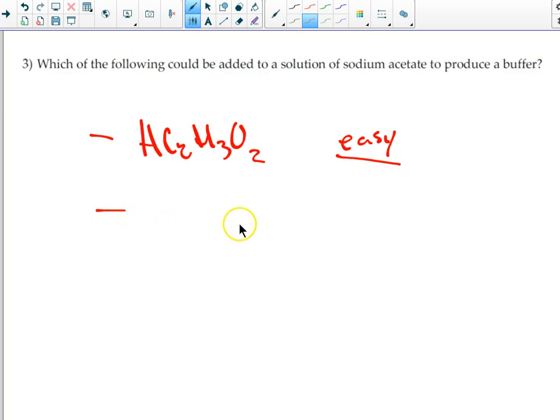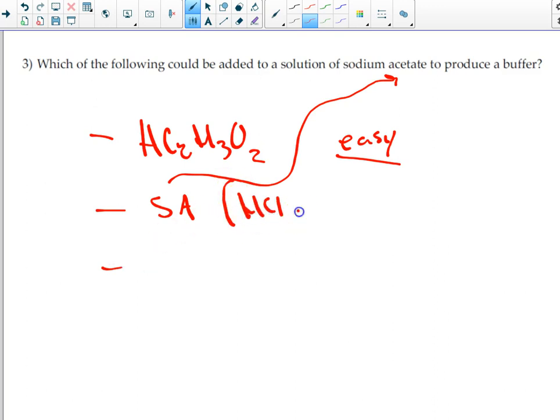All right, what else could? Strong acid, definitely, because the strong acid will react with the acetate to make the acetic acid and then leave some acetate. So yeah, like HCl, that would work. Not HF though, because it's weak. HNO3 would work. Any of my strong acids would work. Yeah, there's a lot that would work. It will most likely be that one.